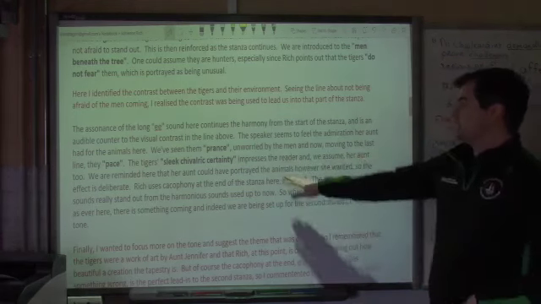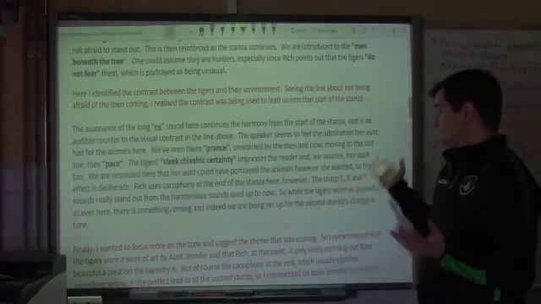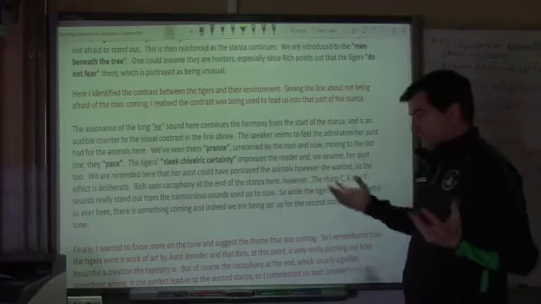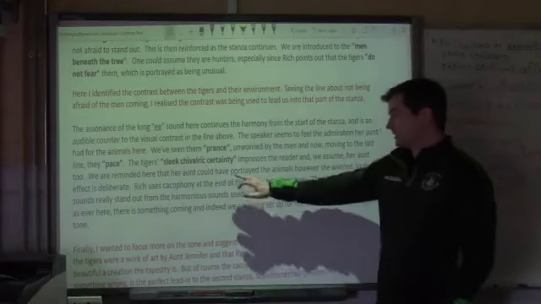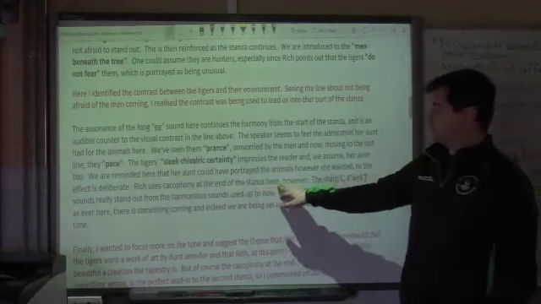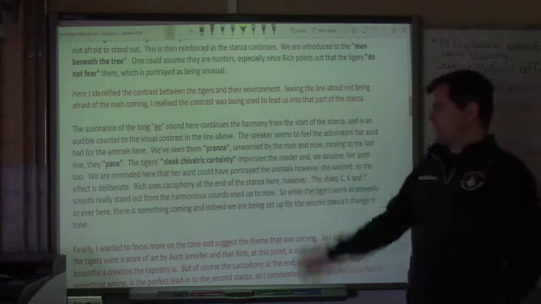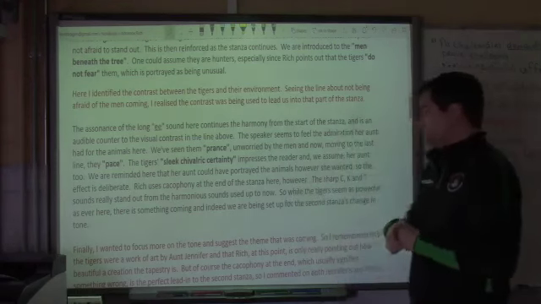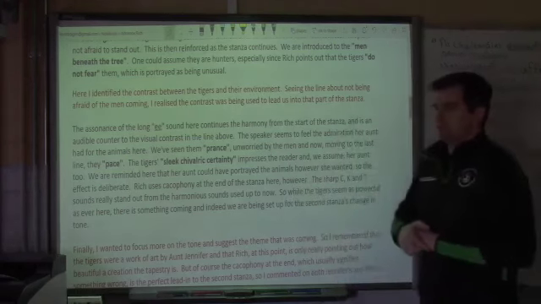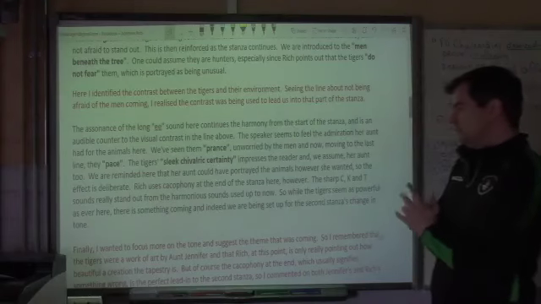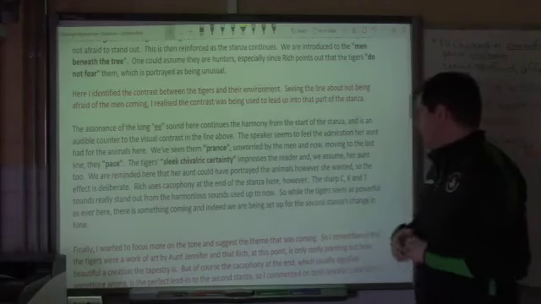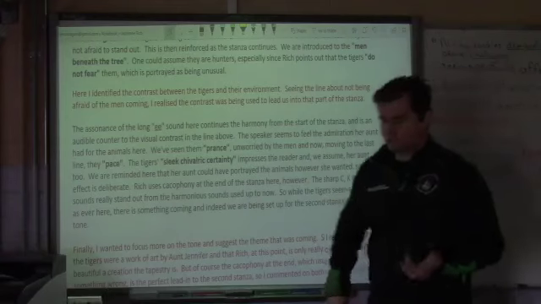We're reminded here that her aunt could have portrayed the animals wherever she wanted, so the effect must be deliberate. Rich uses cacophony at the end of the stanza here, however. The sharp C, K and T sounds really stand out from the harmonious sounds used up to now. So while the tigers seem as powerful as ever here, there is something coming, and indeed we are being set up for the second stanza's change in tone.